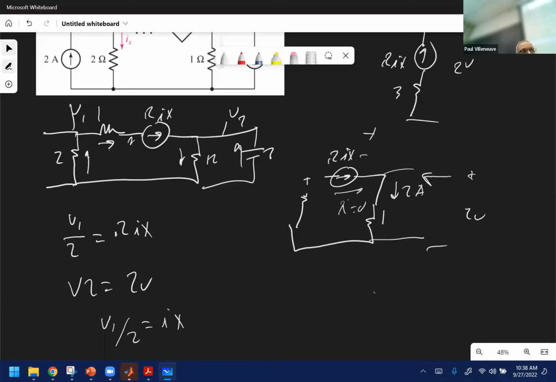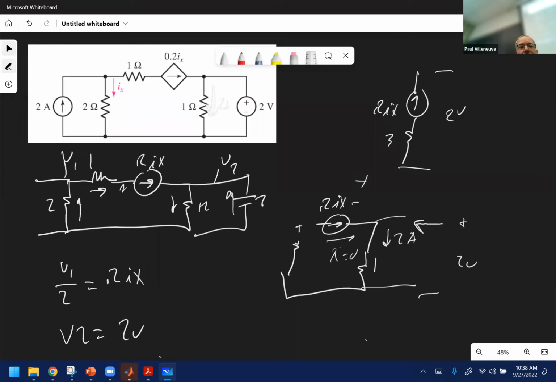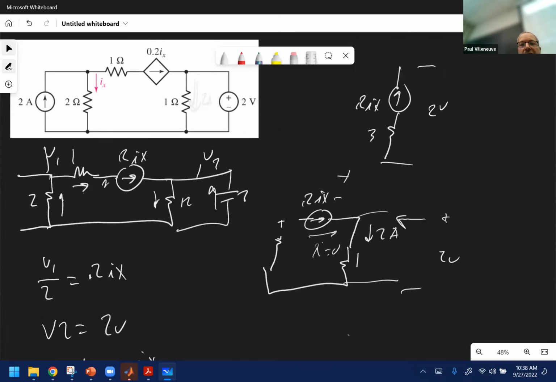You're going to get plus Ix minus 0.2 Ix. Right. 0, which is impossible unless Ix is equal to 0, right? Yeah. So it might be that in the first case, Ix is equal to 0. So let's do the second case. Maybe that one's a little bit easier.